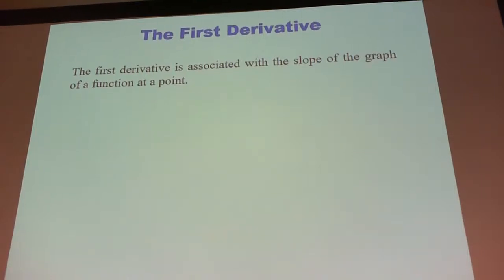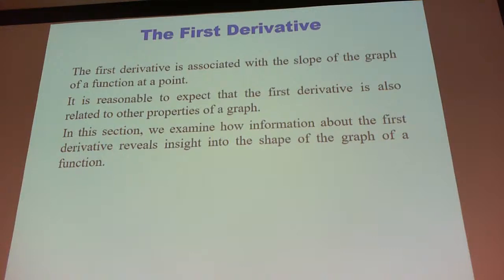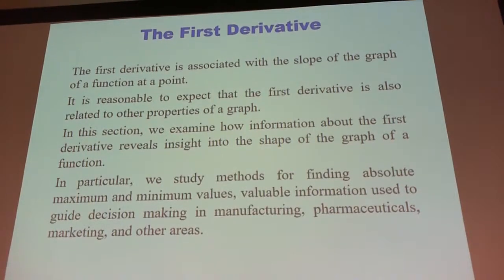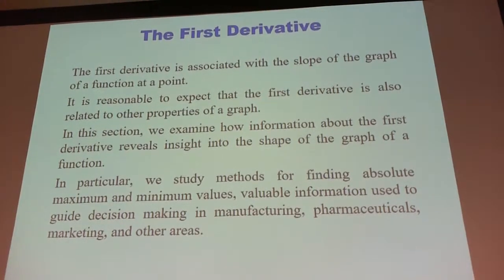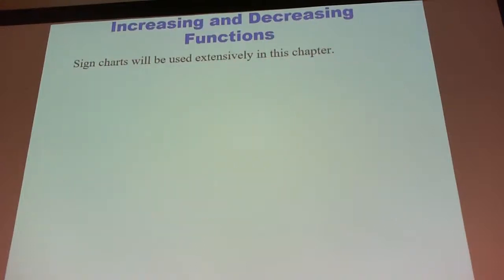So what's the first derivative? The first derivative is associated with the slope of a graph, and we did derivatives like crazy so far. It is reasonable to expect that the first derivative is also related to other properties of a graph. In this section, we're going to examine how information about the first derivative reveals insight into the shape of a graph of the function. In particular, we study methods for finding absolute maxes and mins, valuable information used to make decisions in manufacturing, pharmaceuticals, marketing, and other areas.